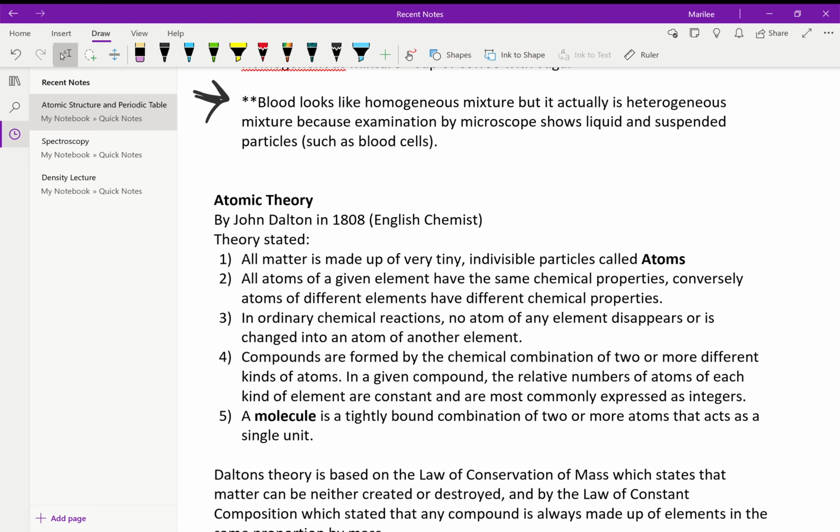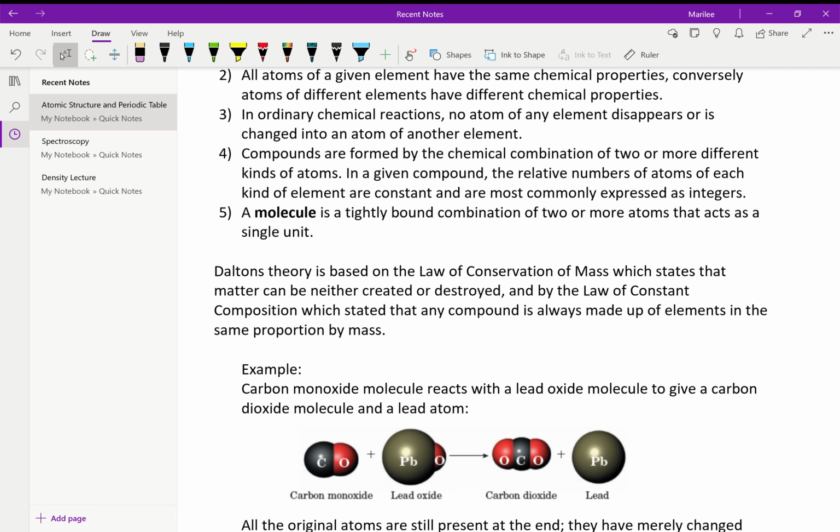In a given compound, the relative number of atoms of each kind of element is constant and is most commonly expressed as integers. 5 states that a molecule is a tightly bound combination of two or more atoms that act as a single unit. Dalton's theory is based on the law of conservation of mass, which states that matter can be neither created nor destroyed, and by the law of constant composition, which states that any compound is always made up of elements in the same proportion by mass.